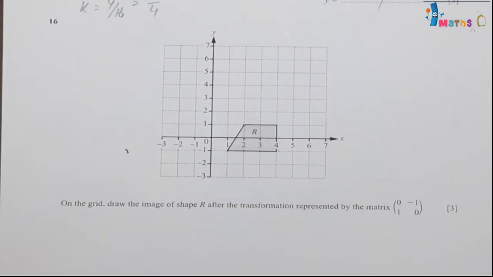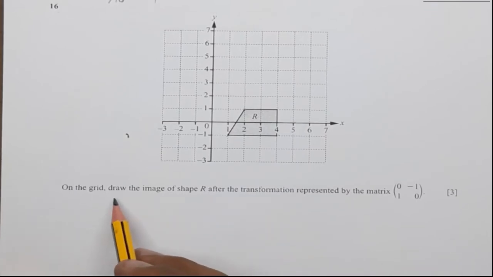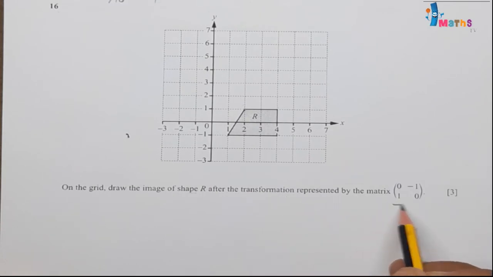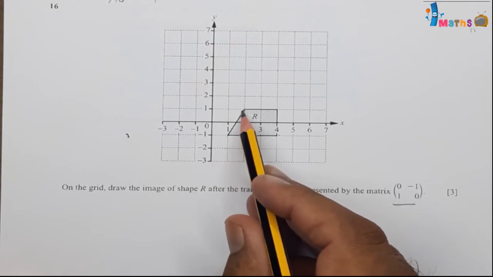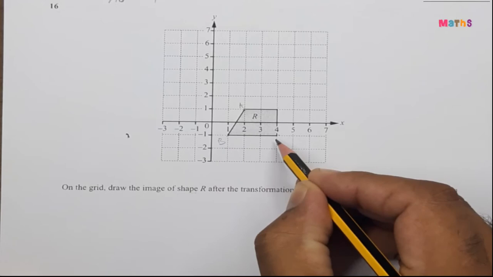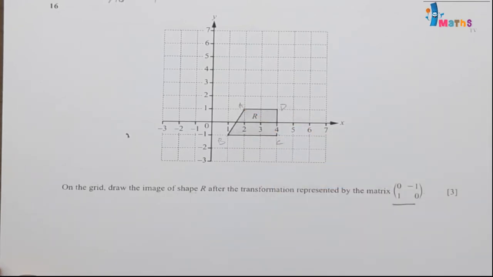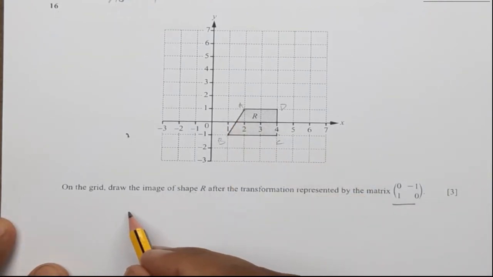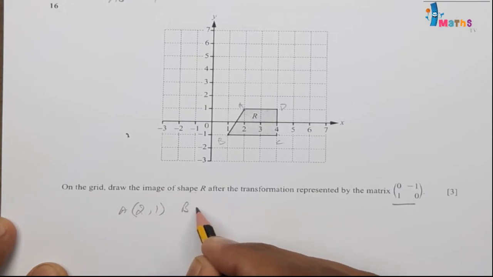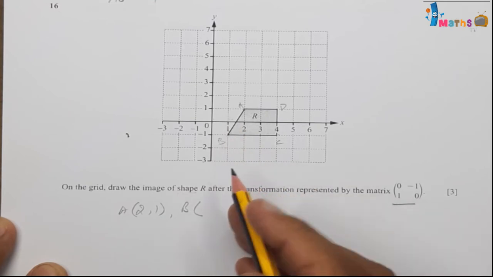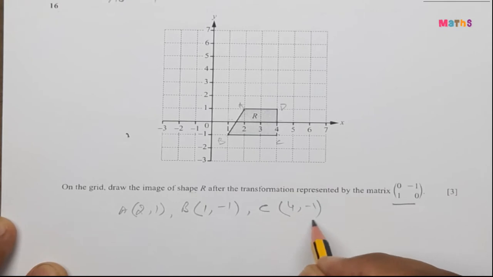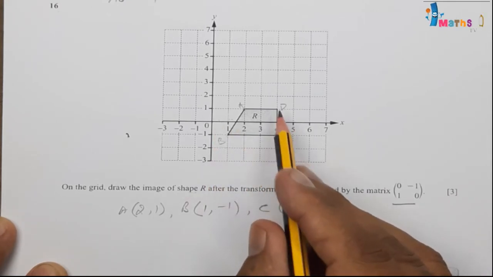Question number 16. On the grid, draw the image of shape R. This is the given shape R, after the transformation represented by this matrix. For this shape, we can write the coordinates of these 4 points, 1, 2, 3, 4. We can mark them as A, B, C and D. The coordinates of A will be 2 and 1. Coordinates of B are 1 and minus 1. Coordinates of C are 4 and minus 1. Coordinates of D are 4 and 1.